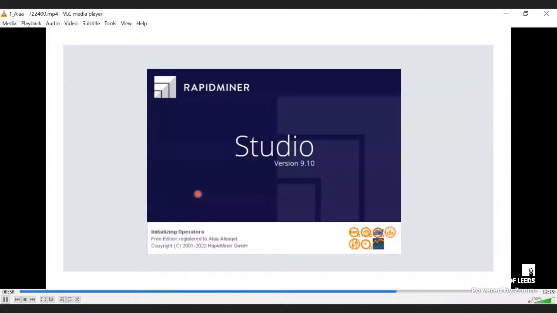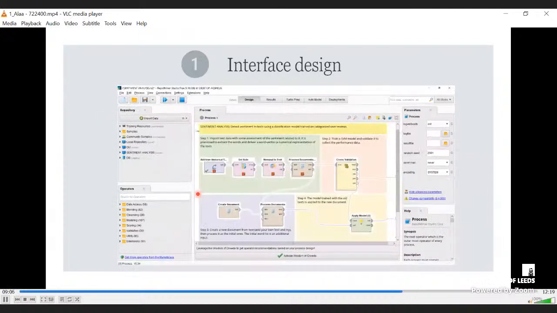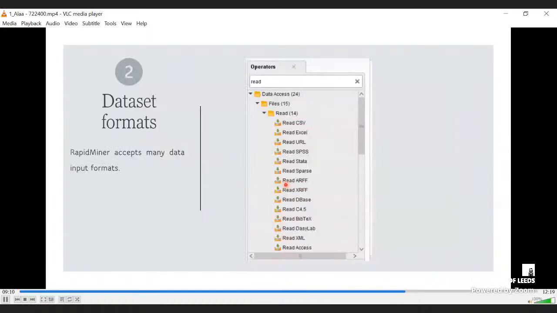Now to move on to RapidMiner. Similarly, it has a useful interface, and when you apply some process, it will look like this. To start with data formats, all these data types are acceptable and readable by RapidMiner.